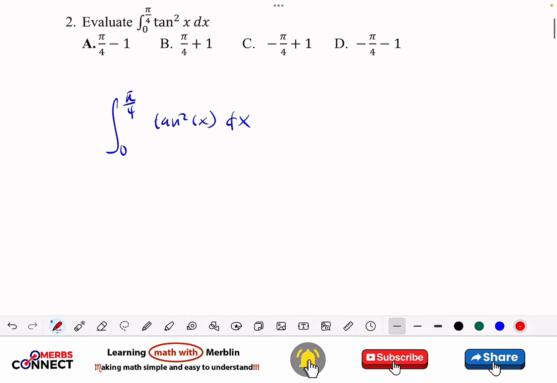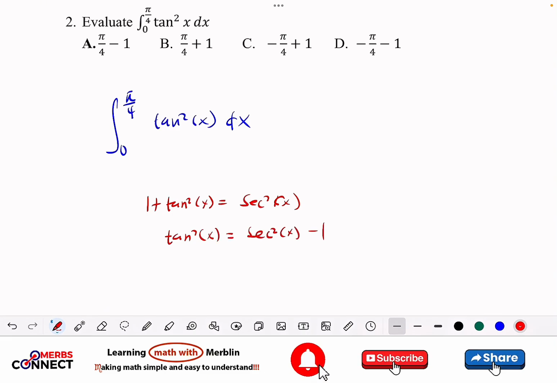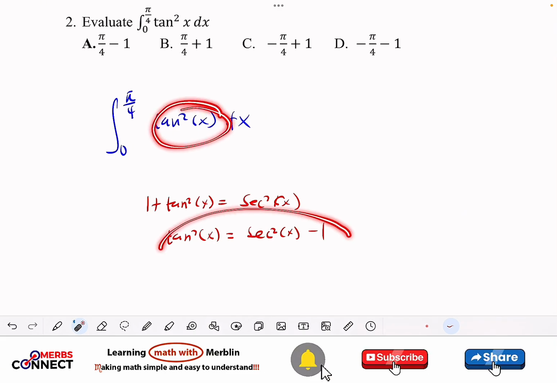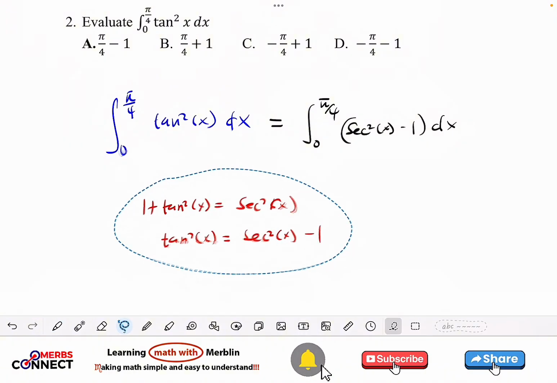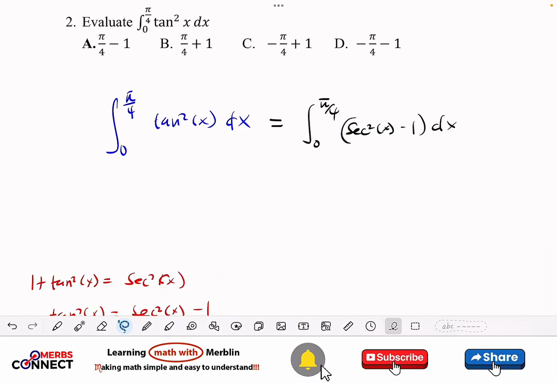We know that 1 plus tan squared of x is equal to secant squared of x. So I can make tan squared the subject here and have tan squared of x equal to secant squared of x minus 1. So I'm going to replace this one by this. So let's see what we are going to get from here. This is the same as the integration from 0 to pi on 4, then I'm going to have secant squared x minus 1 dx. So this trig identity is very useful here. And now let's do the integration.